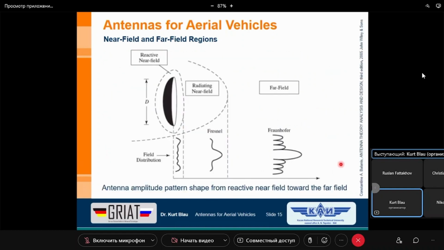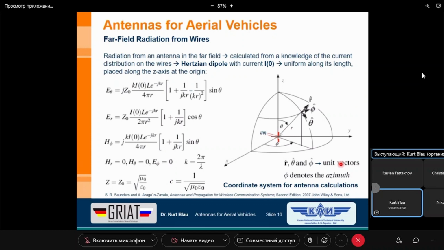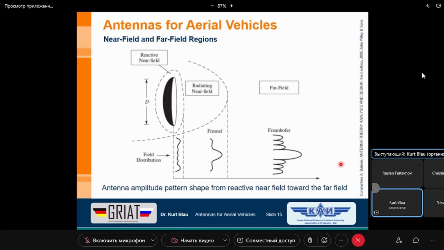We will discuss these things in connection with our measurement setups for determining the antenna patterns. In these examples, what I will show you, we will find a deeper understanding of what happens in case of measurement of the antenna.